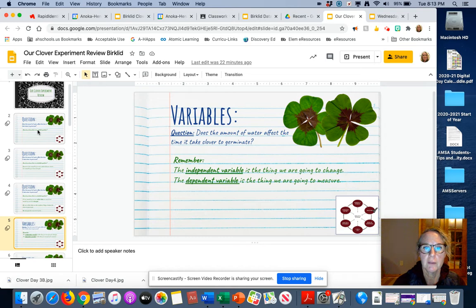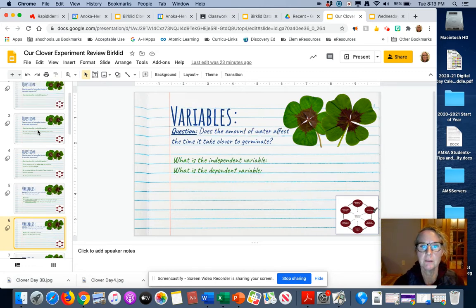The next thing we needed to do after we identified our question was to identify our variables. We need to identify the independent variable, which is the thing that we are going to change. We need to identify the dependent variable, which is the thing that we're going to measure. We also talked about controlled variables, which are the things that we're going to keep the same. I'll talk about those as we go through today also.